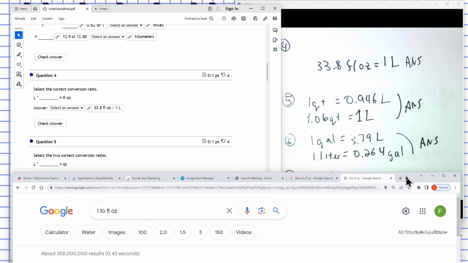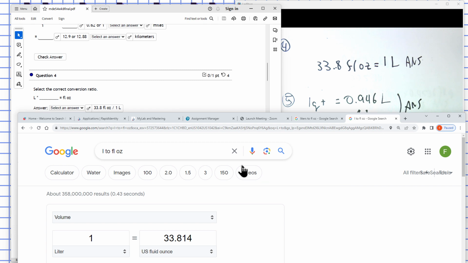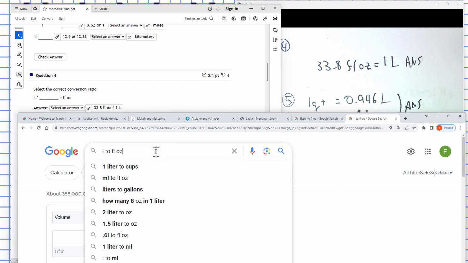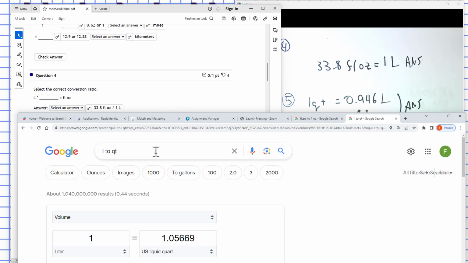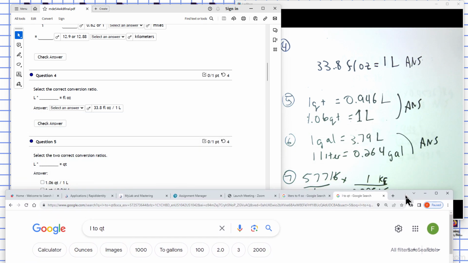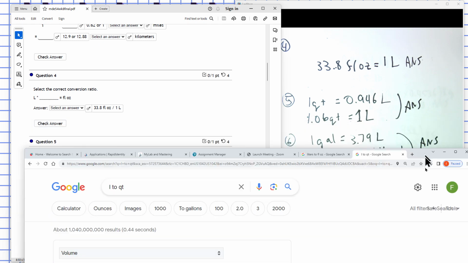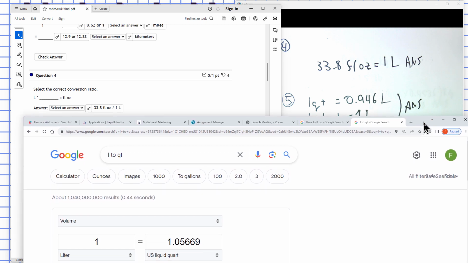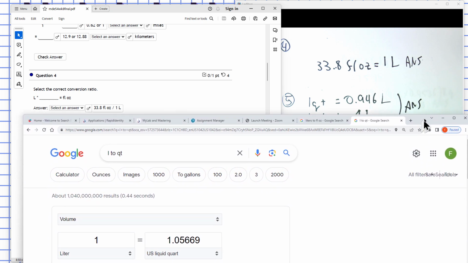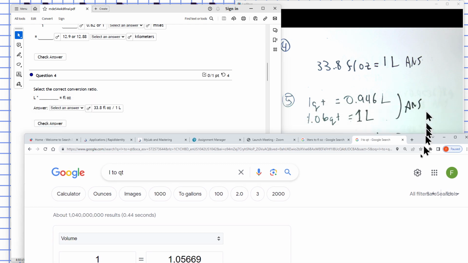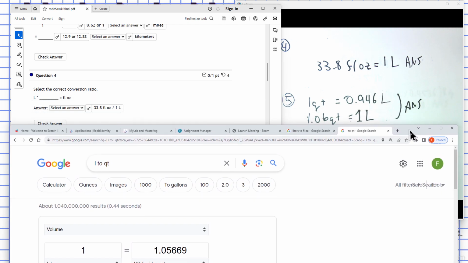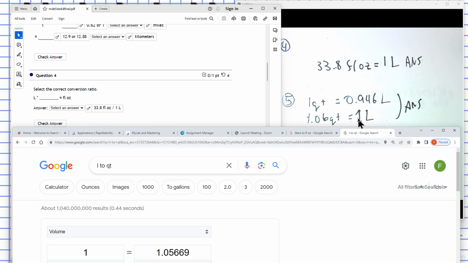Okay, for number 5, going from liters to quarts. So we can go from liters to quarts. You may not see what you're looking for. 1.06 quarts is 1 liter, so that one there. Okay, so let's change it and find the other one.